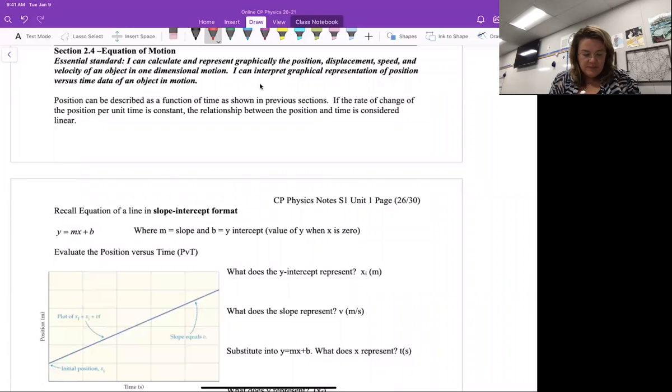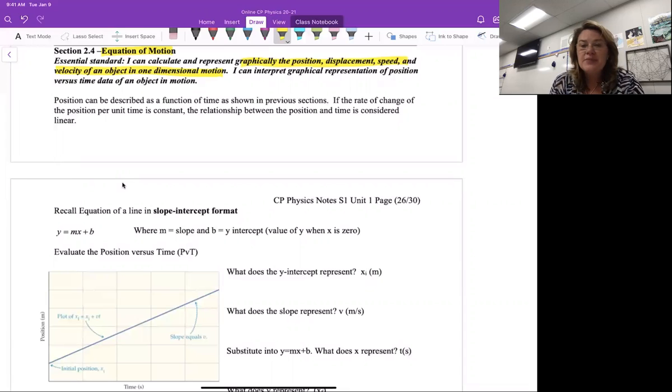All right, physics students, we are moving on. Equation of motion. I can calculate and represent graphically the position, displacement, speed, and velocity of an object in one dimension. We're in one dimension right now. We will soon be in two dimensions. So this still has something to do with position versus time curves.